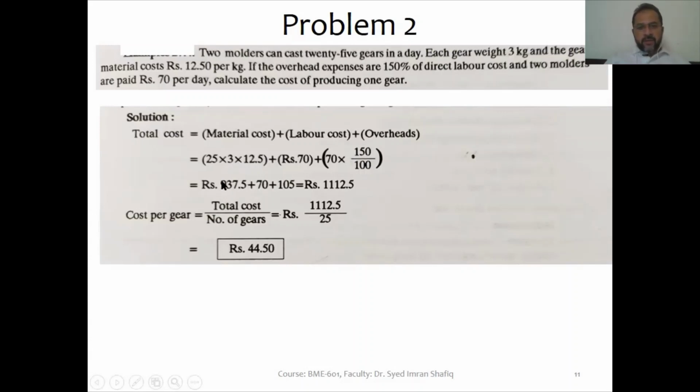So when we add three of them, it comes out to be 1112.5. This is the total cost. So the cost per gear is total cost divided by number of gears, which is 25. So the cost of one gear comes out to be rupees 44.50.